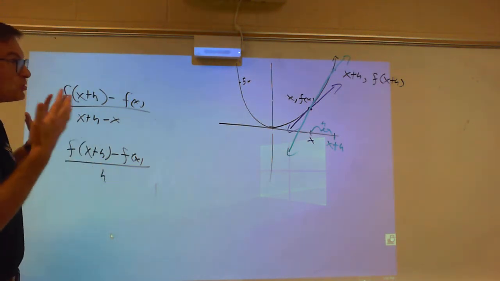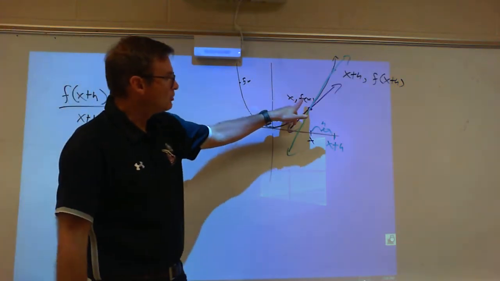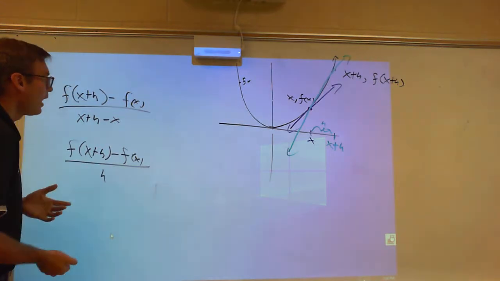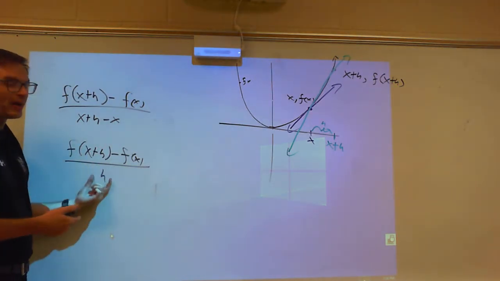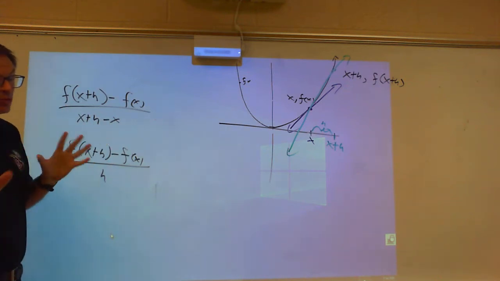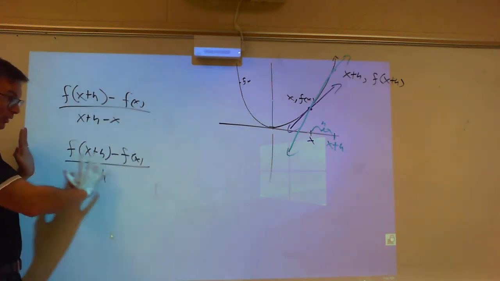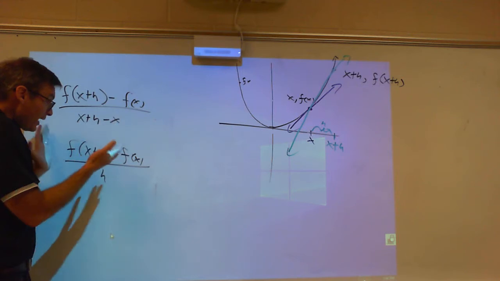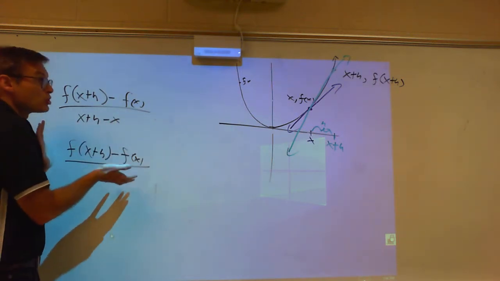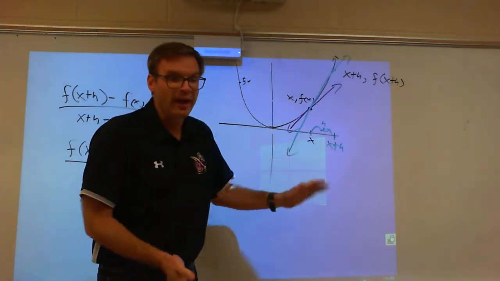Now, if you did a different order, let's say that you did f of x minus f of x plus h, it's the same thing. What would have happened is you probably would have got a negative h in the bottom. This is the version I'm using, so what you did wasn't wrong, but this is what I'm going to use. And this thing tells me the slope of the green line.